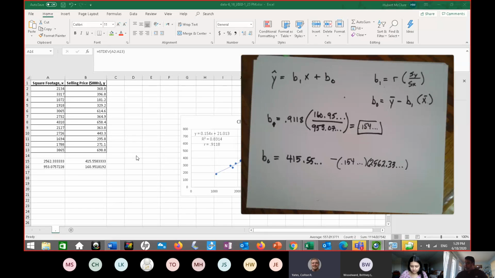Mine's lagging where I can't even see the numbers. It just has populated the 0.154 and the 2962. I don't know if I did it right, but I got 20.956. Okay. That's fine. I'm just going to put 21.